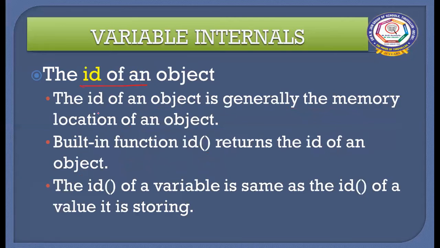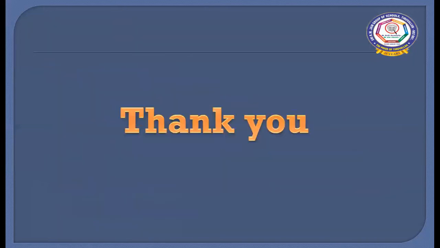ID of an object is generally the memory location of an object. To know which object is being referenced and where the object is present, we can use the function id, which tells the ID of an object, which means the memory location will be returned by the id function. The ID of a variable is the same as the ID of the value it is storing. It may be a variable being referenced or the value being referenced.